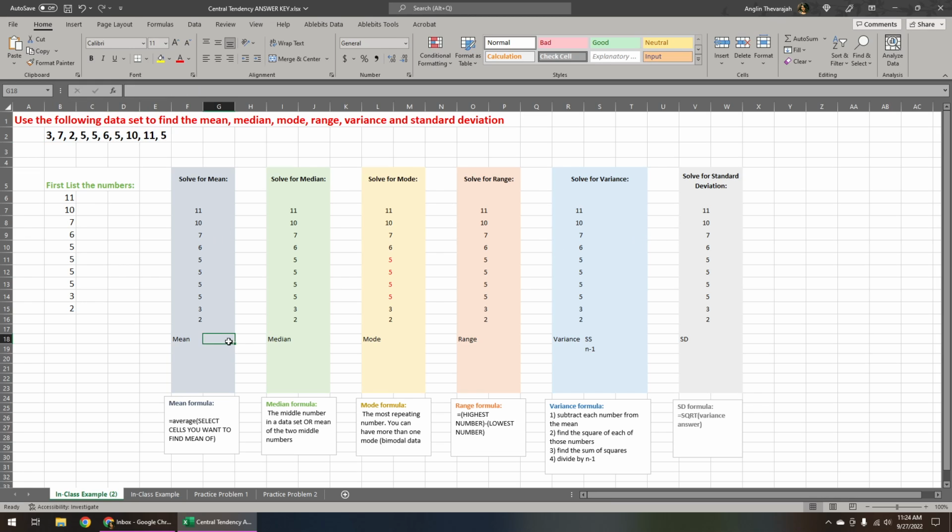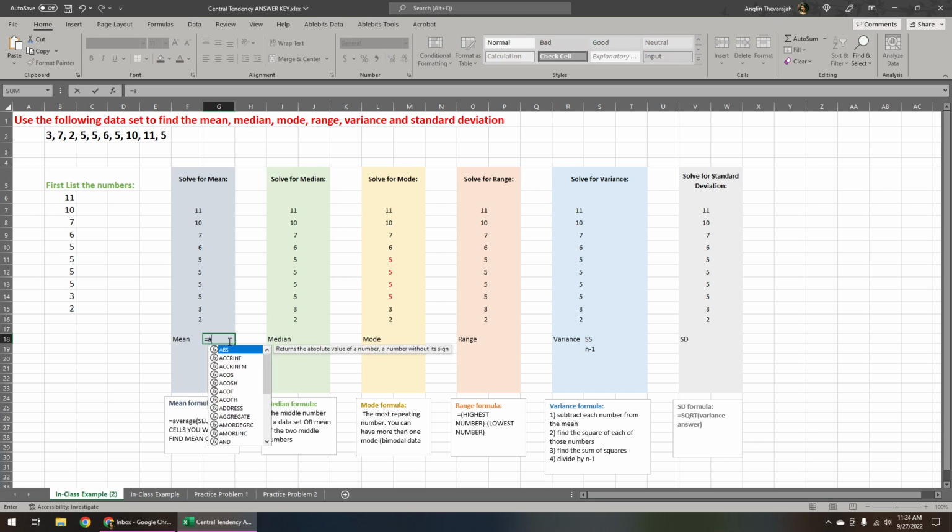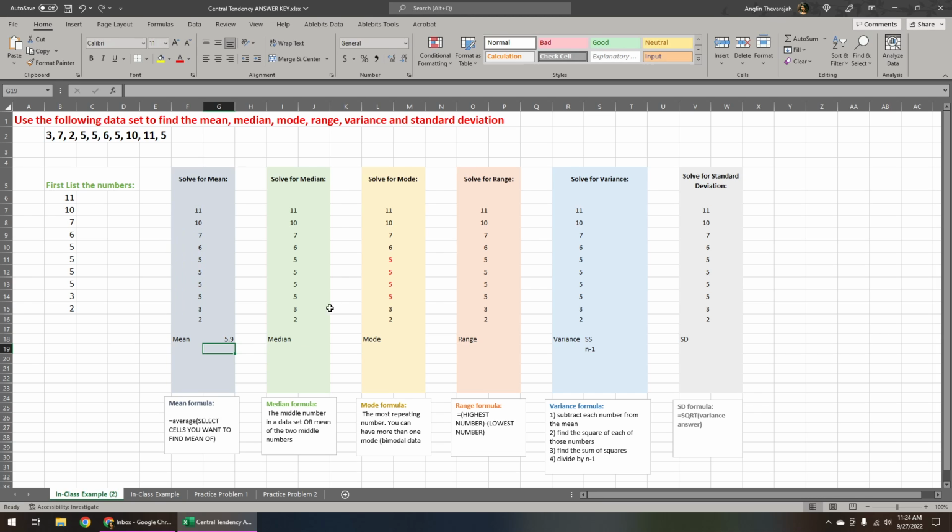So to do the mean, I'm going to do equals average, open parentheses, and then I'm going to click and drag all of my numbers. So 11 to 2, I'm going to do close parentheses, and then I'm going to hit enter.